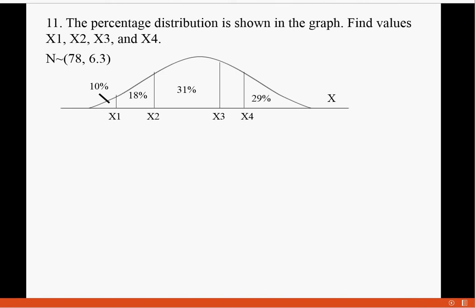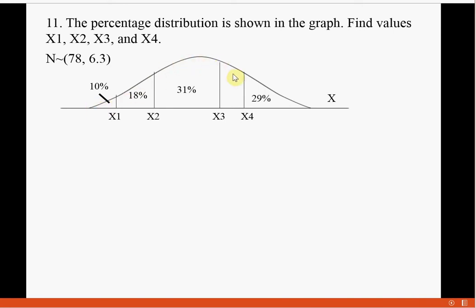Question 11. The percentage distribution is shown in the graph. Find values such as x1, x2, x3, and x4. Now this diagram looks pretty complicated. Let's look at this diagram in some detail.